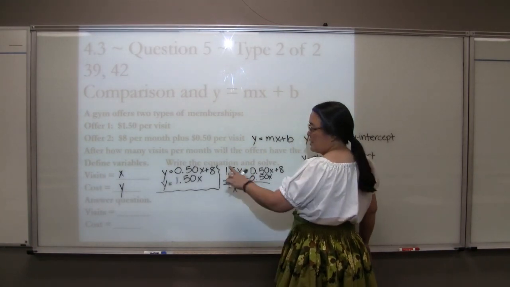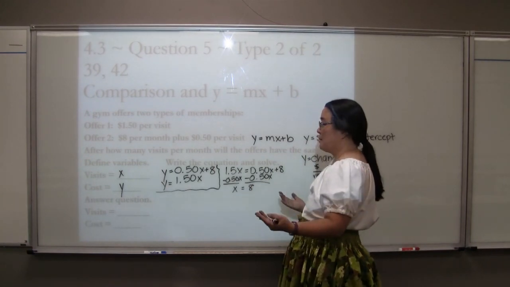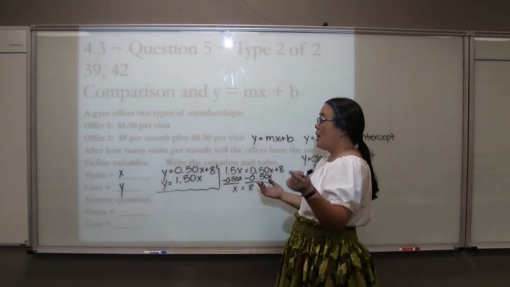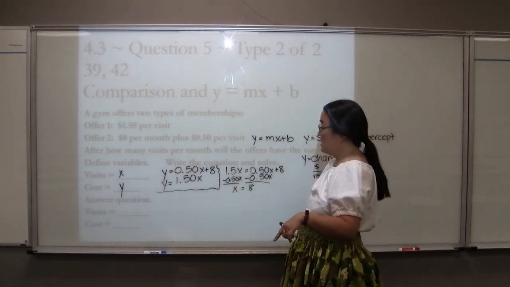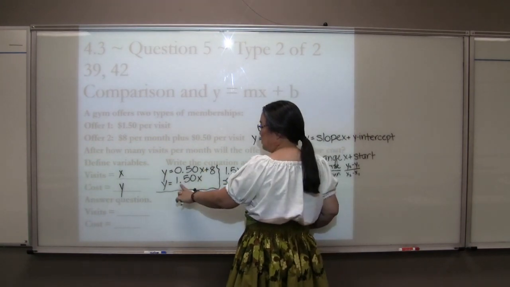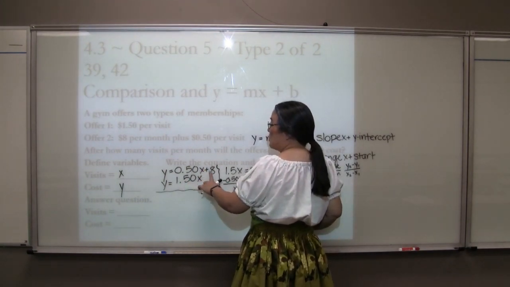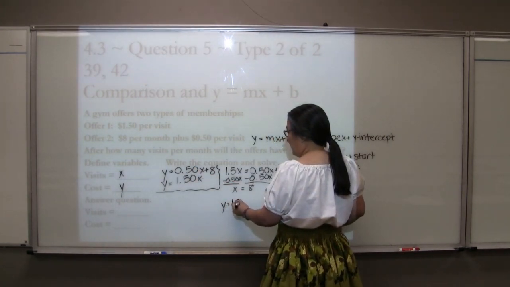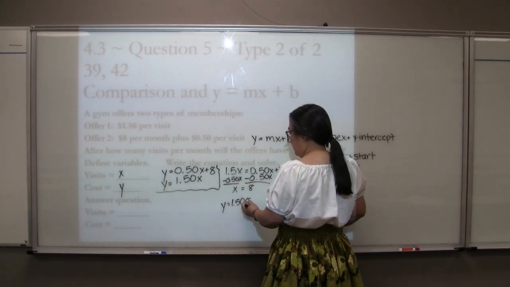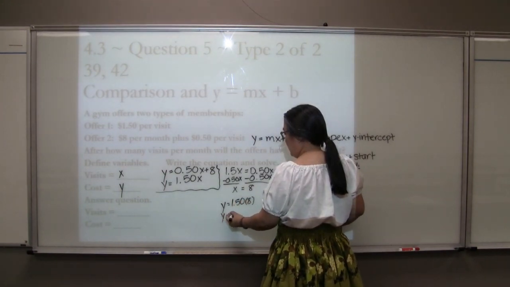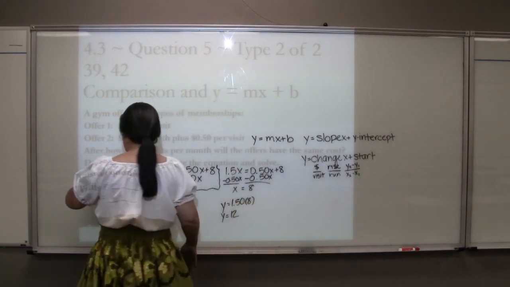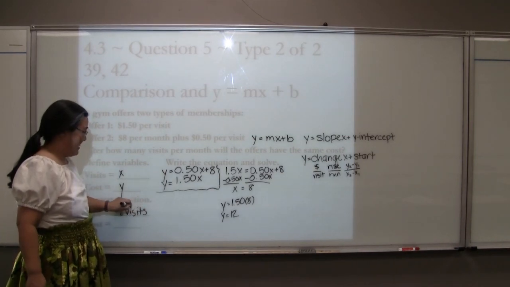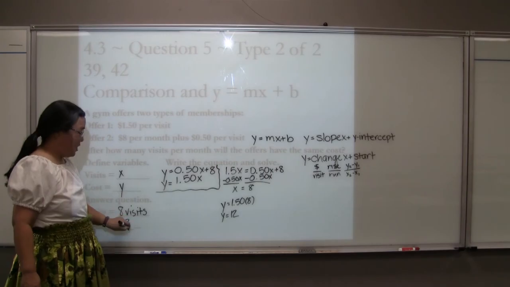Hey, at x equals 8 visits, these will cost the same amount. After how many visits will the offers have the same cost? After 8 visits. Now, the question is, how much does it cost? I can plug it into either one of these, but this just has a single multiplication. This is a multiplication and an addition. I am going to pick that one. Y equals $1.50 times 8. So we have visits is 8 visits and costs $12 to go to the gym.